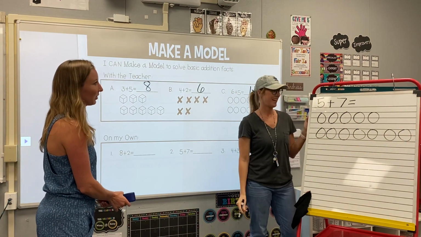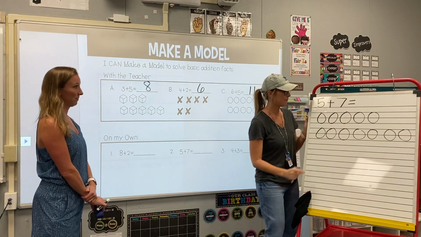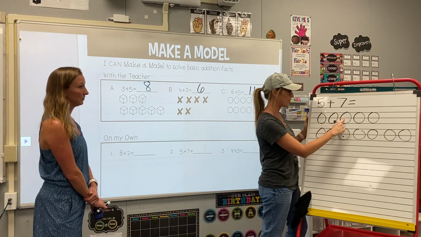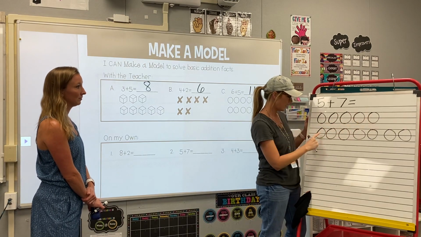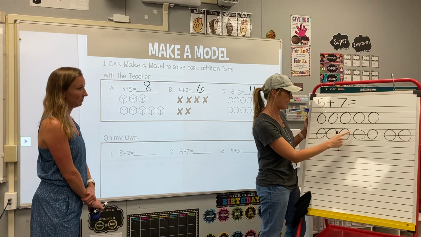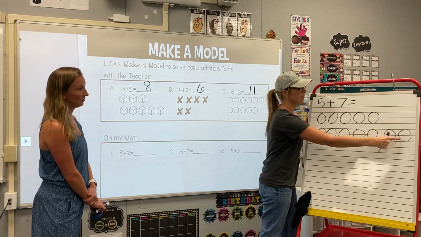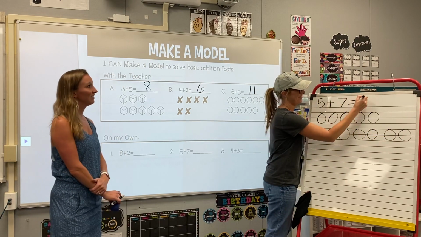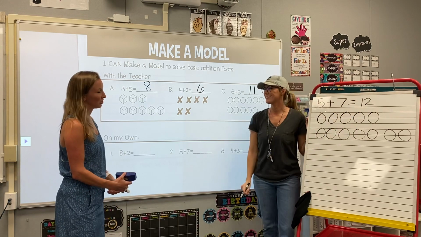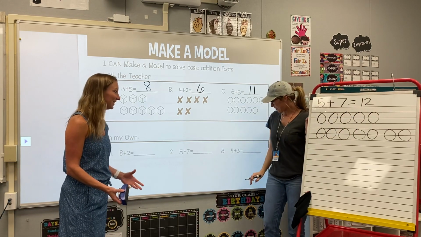That looks much better. Go ahead and count them up and see what you get. 1, 2, 3, 4, 5, 6, 7, 8, 9, 10, 11, 12. Perfect. You got it. Great job. You think you can do one more? I think so. All right.